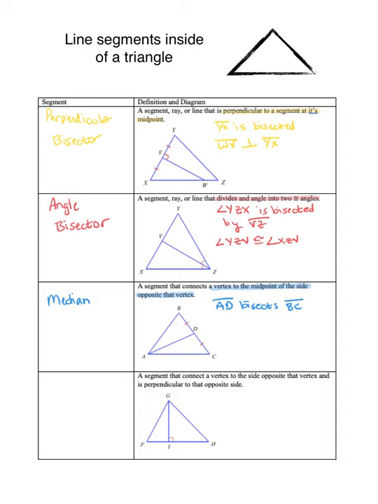Last definition. This is a segment that connects the vertex to the opposite side and is perpendicular to that opposite side. This is the altitude of the triangle. What we can say is GI is perpendicular to FH. There are no congruency markers, so it does not necessarily divide FH in half, but it is perpendicular.